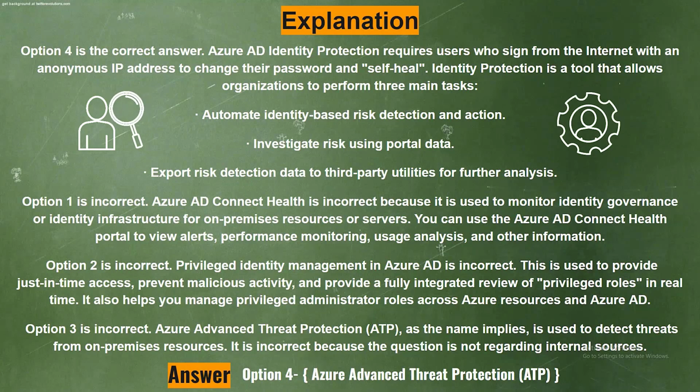Option 1 is incorrect. Azure AD Connect Health is incorrect because it is used to monitor identity governance or identity infrastructure for on-premises resources or servers. You can use the Azure AD Connect Health portal to view alerts, performance monitoring, usage analysis, and other information.